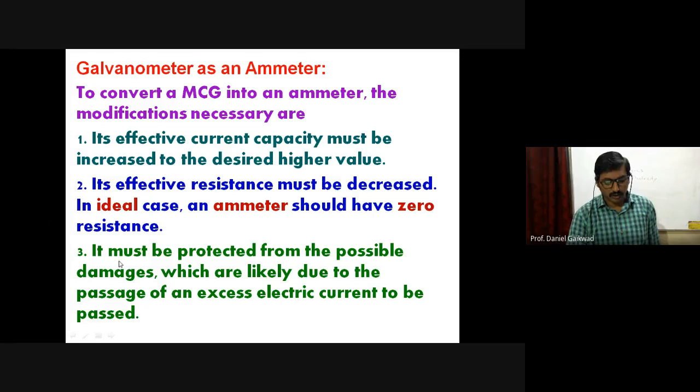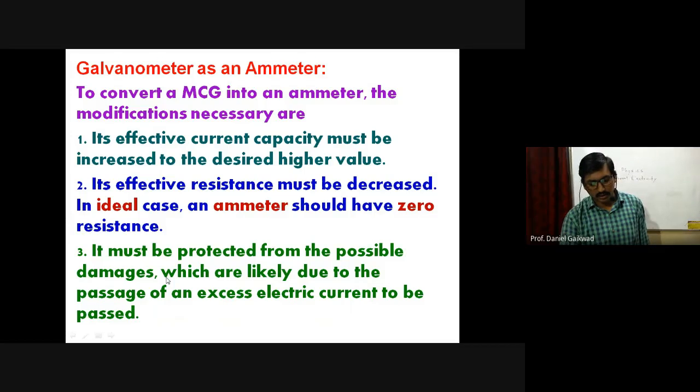Now number three, it must be protected from possible damage which is likely due to the passage of excess electric current. So we have to protect the galvanometer from excess current, and for that we have the modification or extra connection of resistance to the galvanometer to design the ammeter.